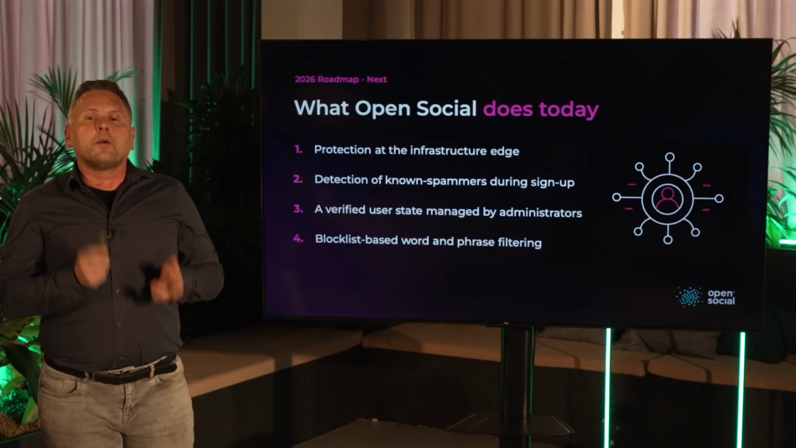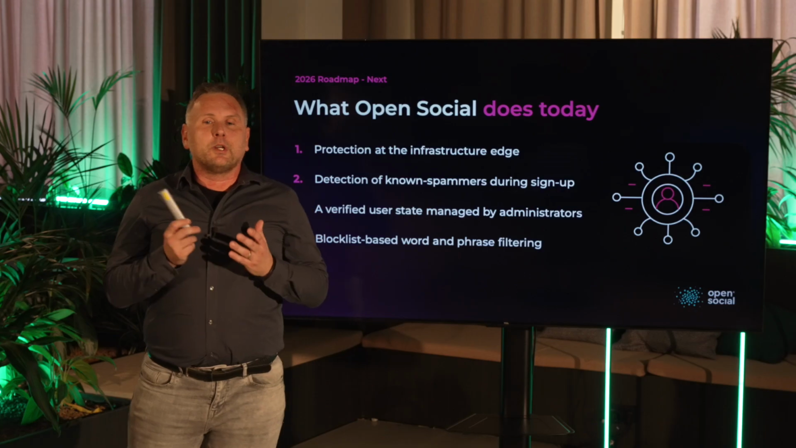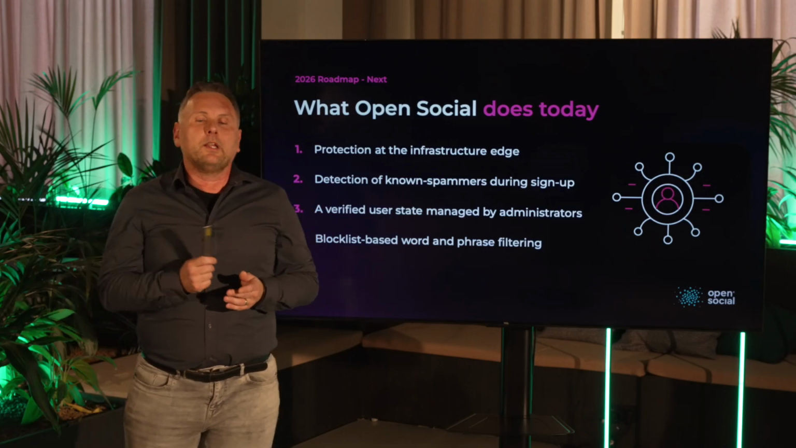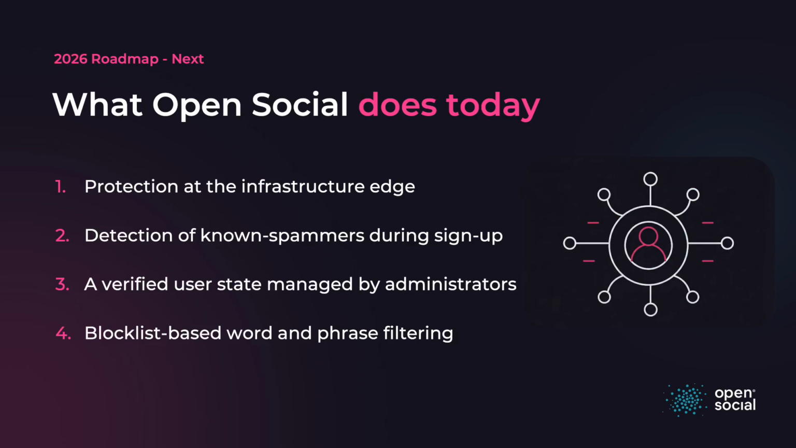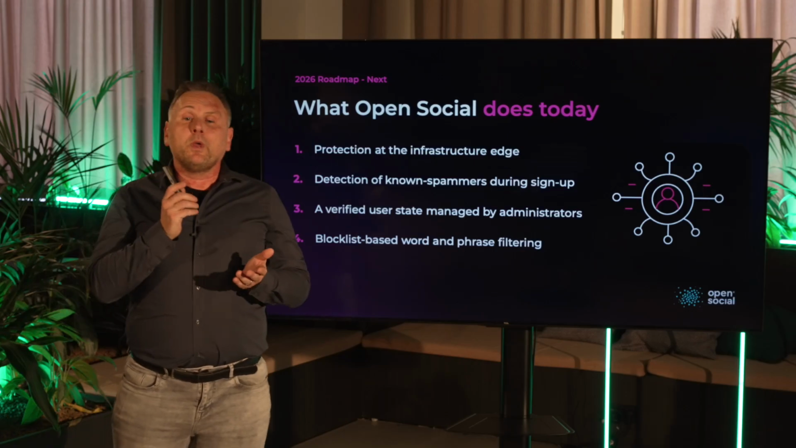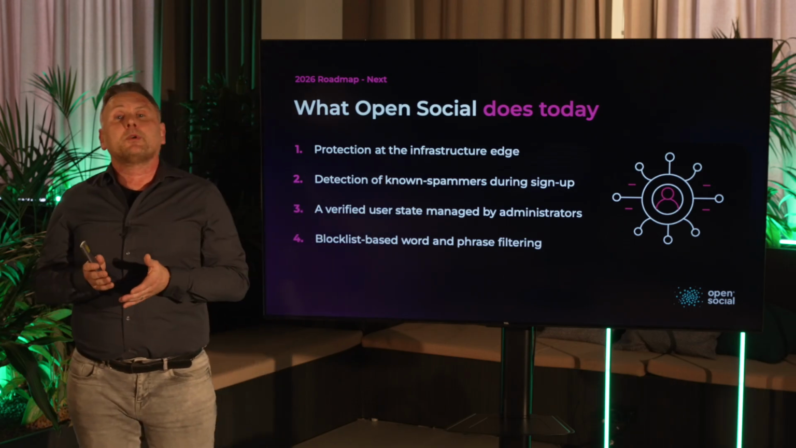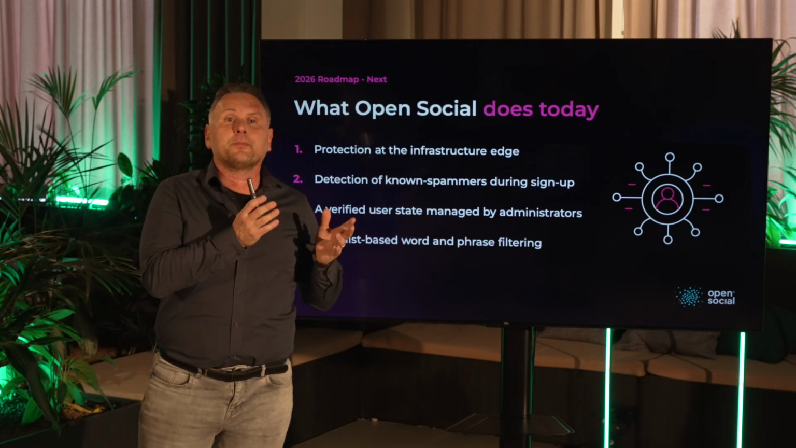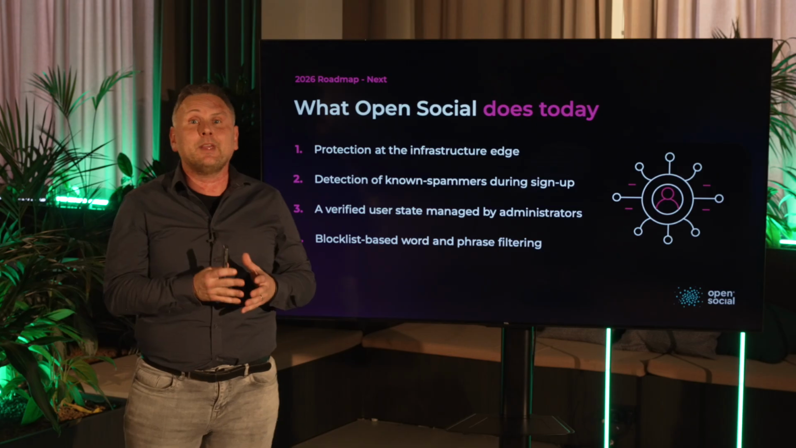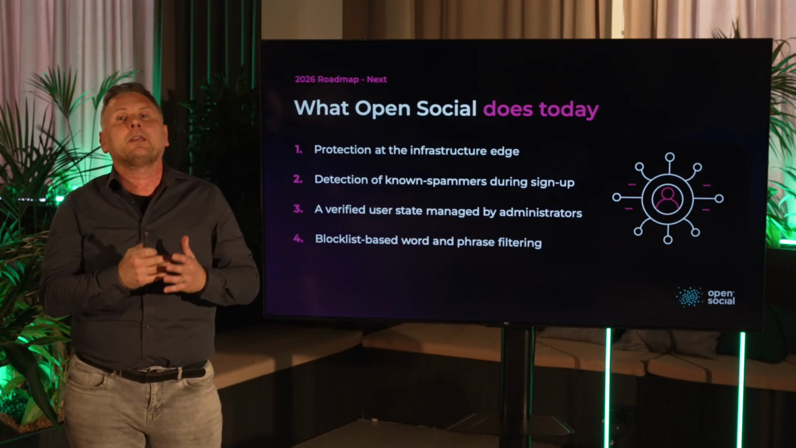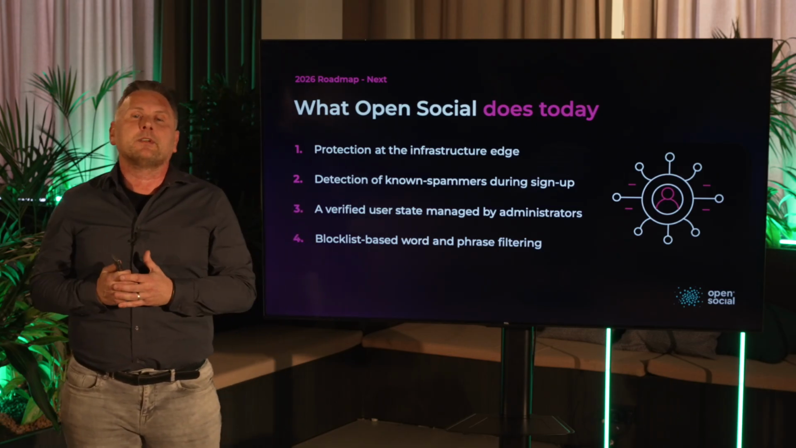We want to change this. What do we already do in Open Social to help with this? Well, we do quite a lot. First of all, we prevent spikes. So when your platform is under attack, we mitigate this and make sure that the platform will still be accessible even if it's under pressure. We protect your signups. We check for known spammers and known spamming patterns to prevent the creation of the account. So we try to eliminate the problem before it even starts.